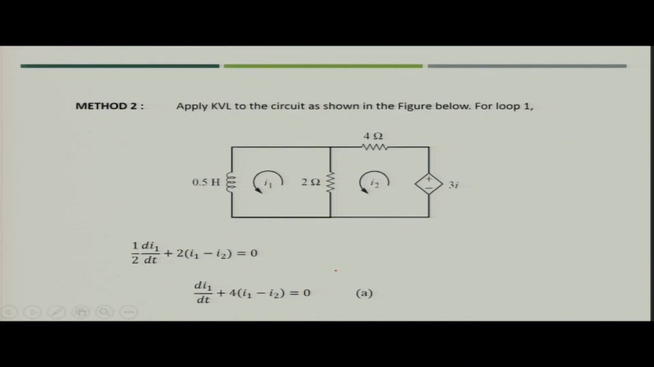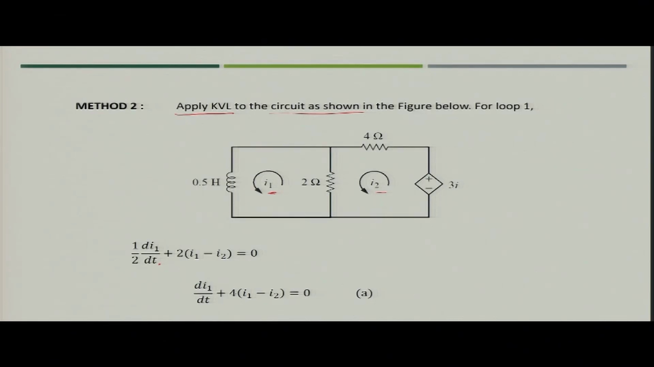Now, the second method: we apply KVL to the circuit. If you apply KVL, you simply put the inductor back into the circuit, then the circuit will again have two meshes. Let us take the value of those mesh currents as I1, I2, and we write the KVL for both of the loops. So, for this one, what can we write?